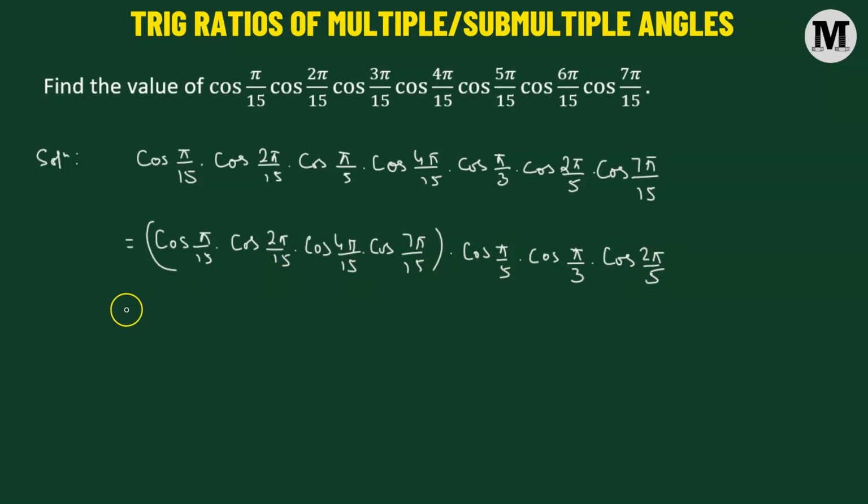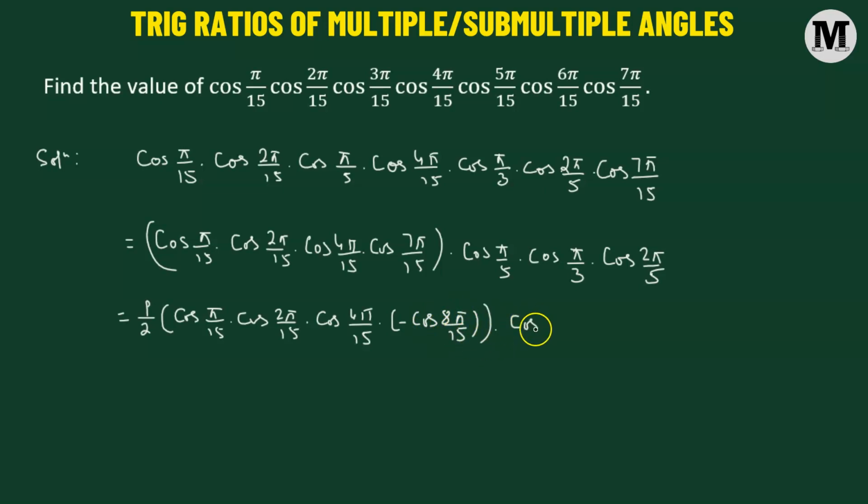Fine. Now, what's the value of cosine pi over 3? That is a standard value of 1/2. So we get 1/2 multiplied to cosine pi over 15 times cosine 2 pi over 15 multiplied to cosine 4 pi over 15. Here, cosine 7 pi over 15 is actually negative cosine 8 pi over 15. I'm saying that it is equivalent to; we will talk about this in a moment. So multiply to cosine pi over 5. We've already taken care of cosine pi over 3. This will be multiplied to cosine 2 pi over 5.